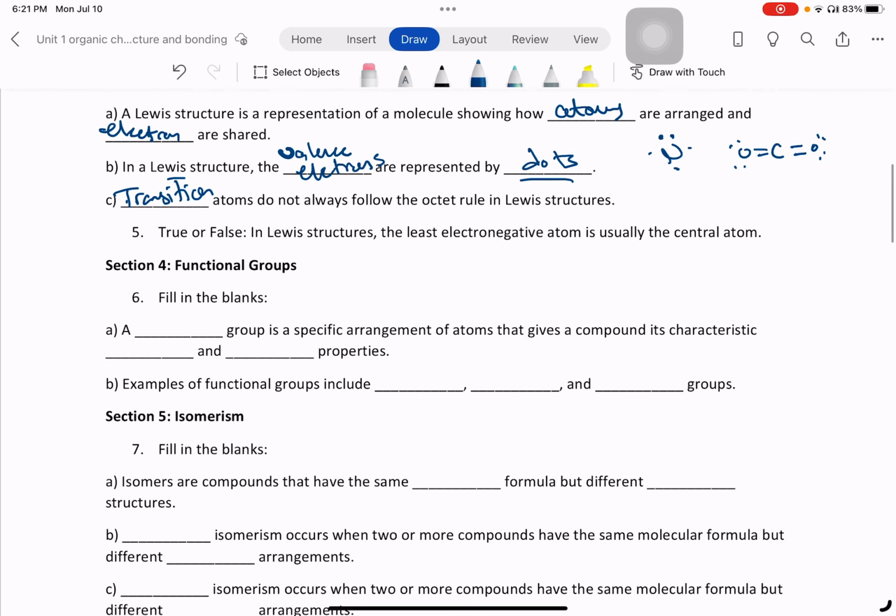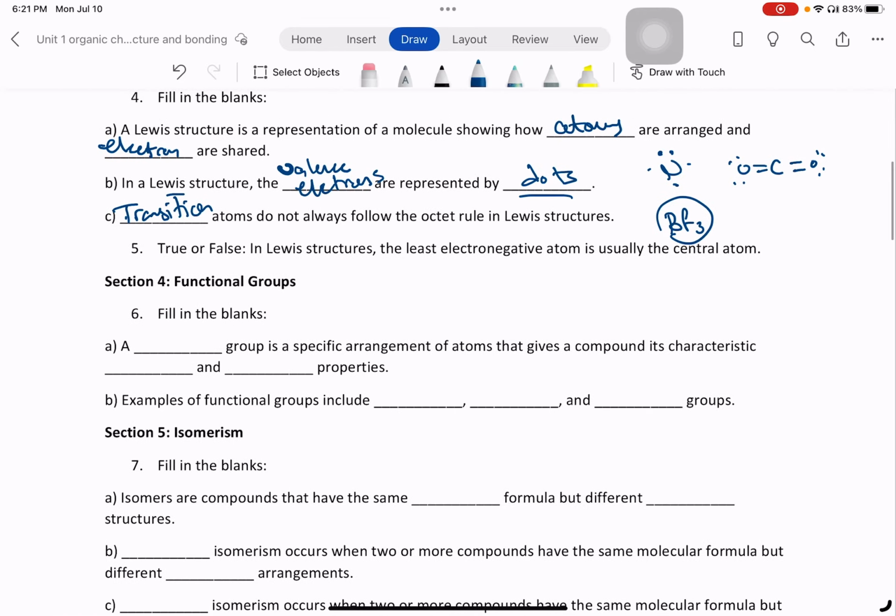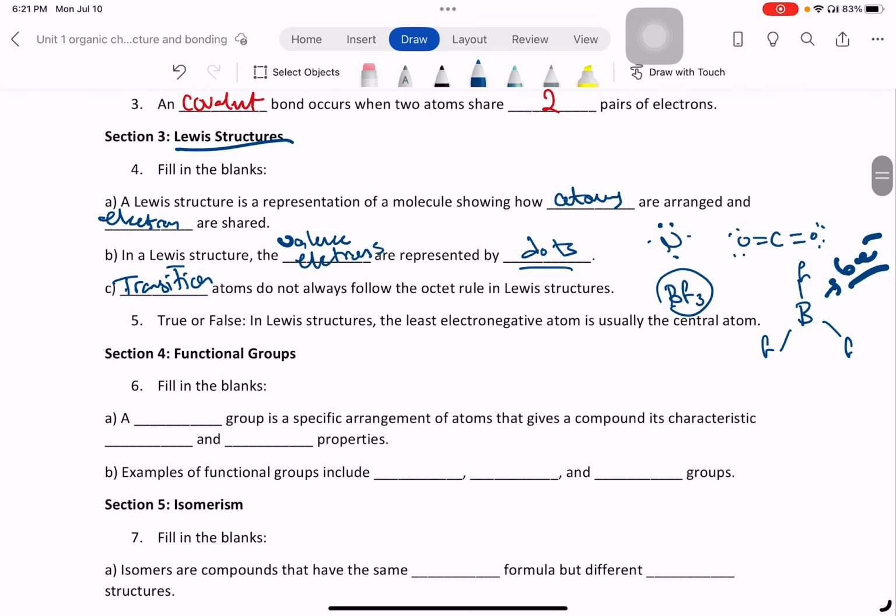For example, we have BF3. So the boron would not have a full octet. If you draw the Lewis structure, it's going to look something like this. The fluorine is so electronegative, it's not going to give the boron more electrons. So here, the boron has 1, 2, 3, 4, 5, 6 electrons. It's not 8. That's not following the octet rule. Okay.